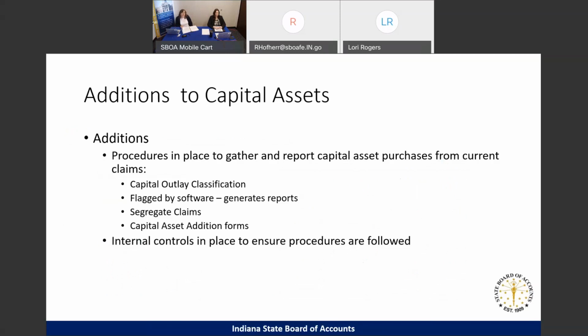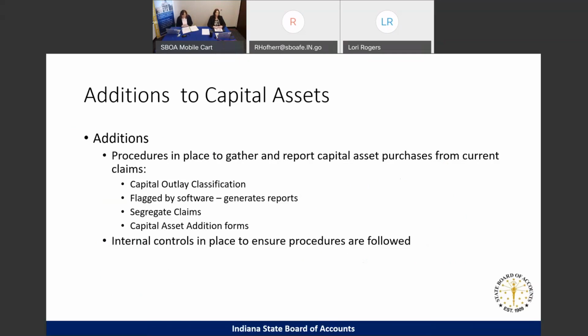The additions, the second column is for additions. Again, now that you have your detail listing in place, you're only looking at one year, your current year purchases or construction. You need to have procedures in place to capture the purchases during the year that need to be added to your capital asset ledger.